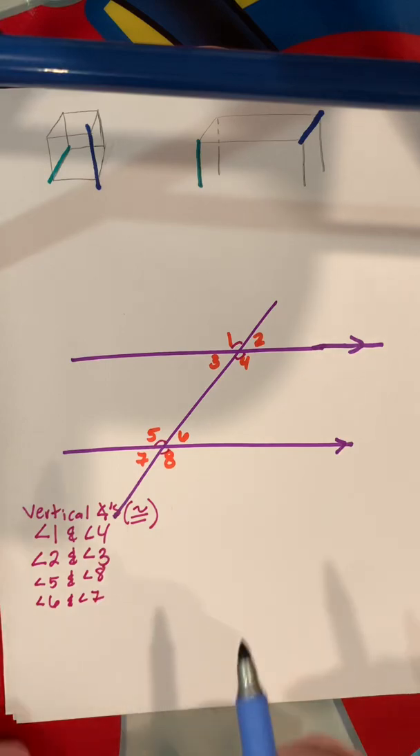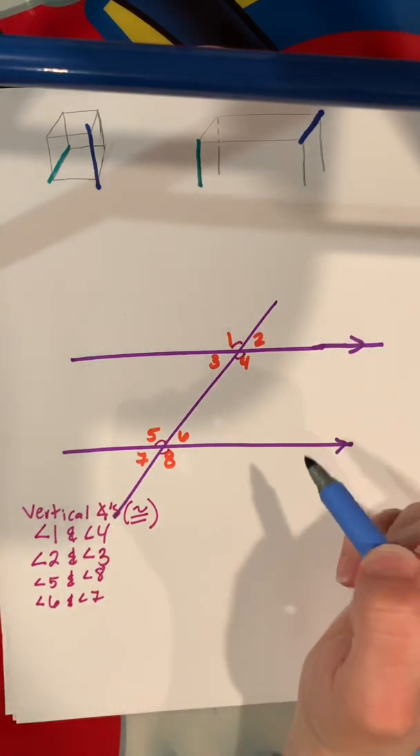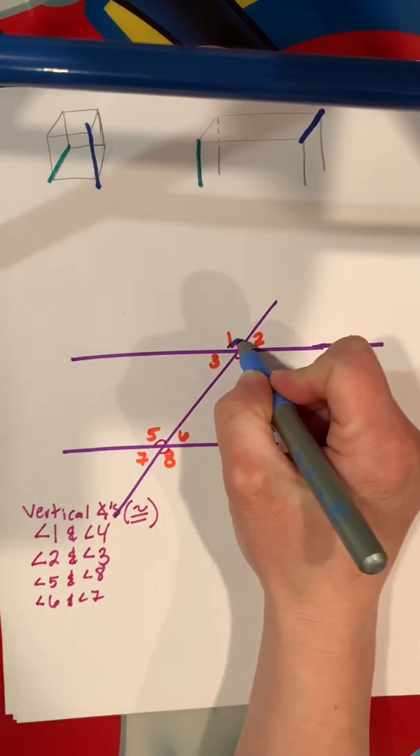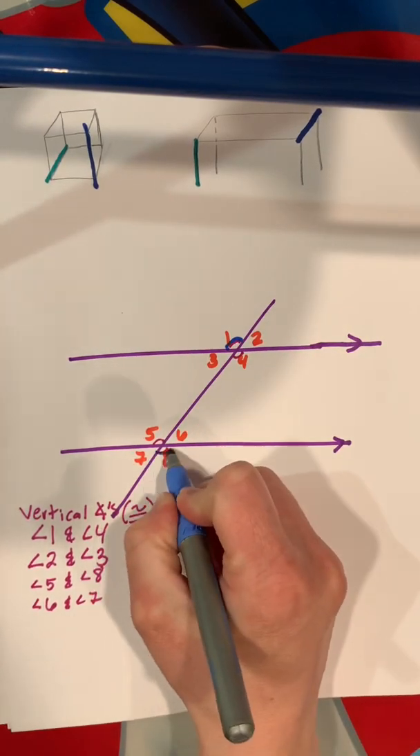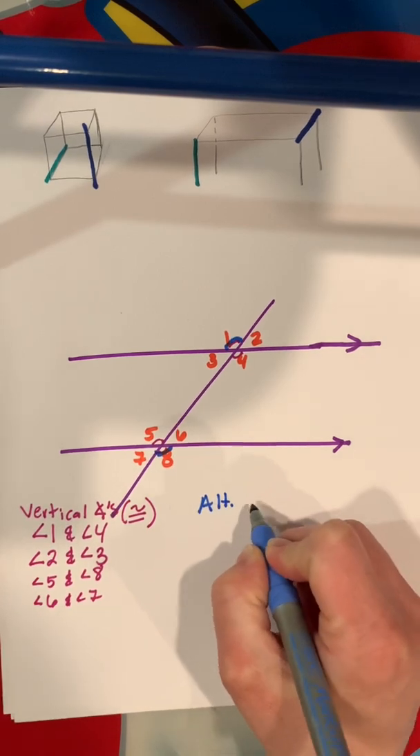Then we can jump into, let's go ahead and talk about angle 1 and angle 8. Those are alternate exterior.